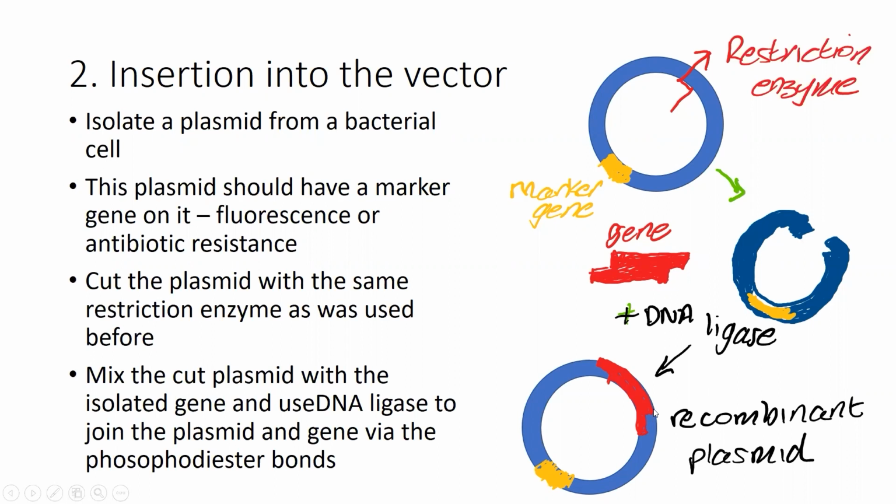That's not going to be permanent. So we're going to add DNA ligase, which is basically genetic glue. And the job of the DNA ligase is to create those phosphodiester bonds, permanently joining our plasmid to the gene. We now call this a recombinant plasmid. Basically, it's recombined. It's combined the original plasmid with our particular gene.